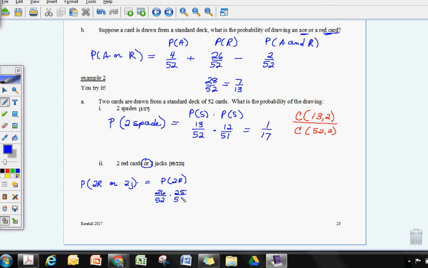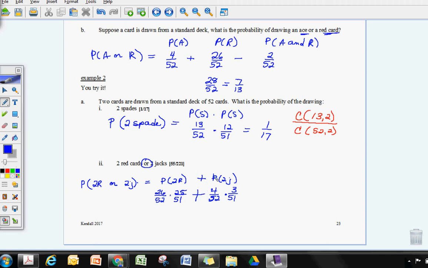Now, I'm going to tell you, look at these bottoms, because now I have to add the probability that it's 2 jacks. And if it's 2 jacks, notice I have 4 jacks to start out with out of 52. And that's going to be times, once I have 1 jack, 3 out of 51.